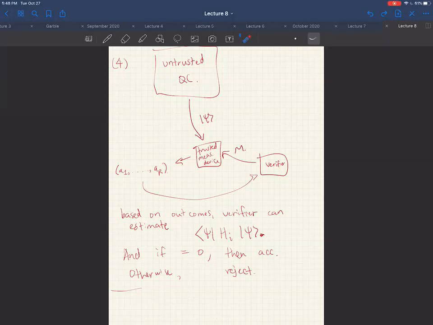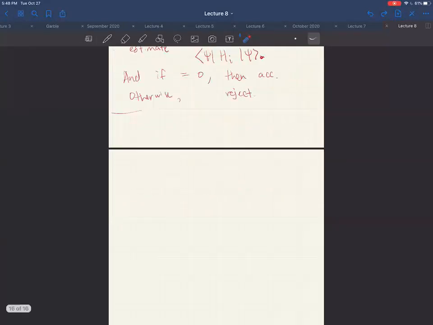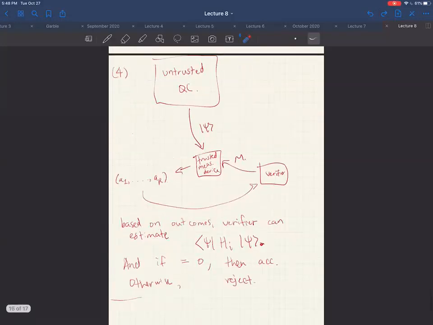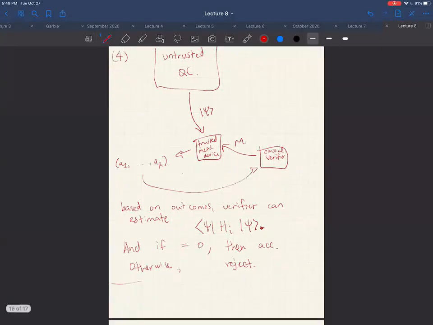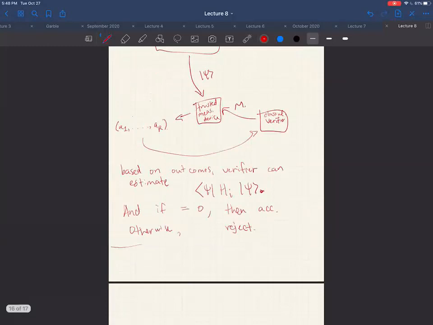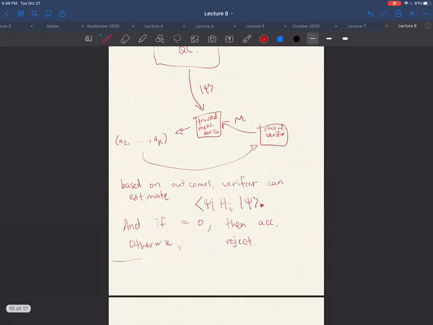Okay, so this is pretty cool, but this is not what we wanted. In order to do this, the verifier needs this trusted measurement device. It's a simple thing, but it's still some extra assumption. And it would be nice to get rid of the need for this trusted measurement device.